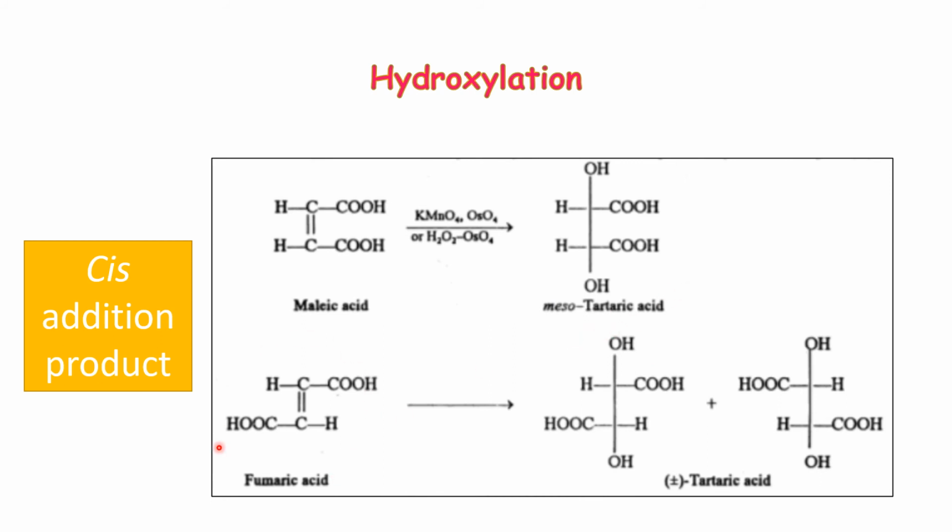But when you allow fumaric acid to interact, it is a trans isomer. It will form a mixture of plus and minus isomers. Now these are mirror images. If you place a mirror over here, they will exactly match. So it will form a pair of enantiomers.